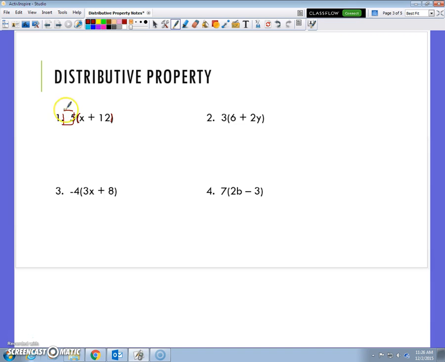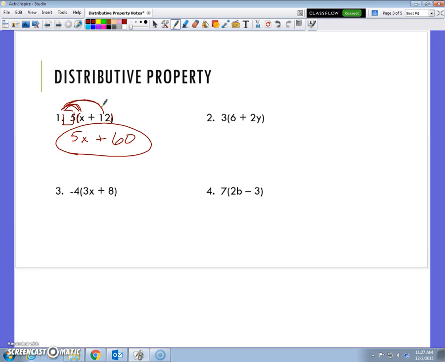Now I see a lot of students that just take the 5 times the x and they're done. They do 5x plus 12. Wow, that's just not quite right. We know the distributive property says we need to multiply 5 times x for 5x and 5 times 12 for positive 60. That's what we should have. So make sure, it's a little rainbow deal, make sure you're multiplying it by both parts on the inside.